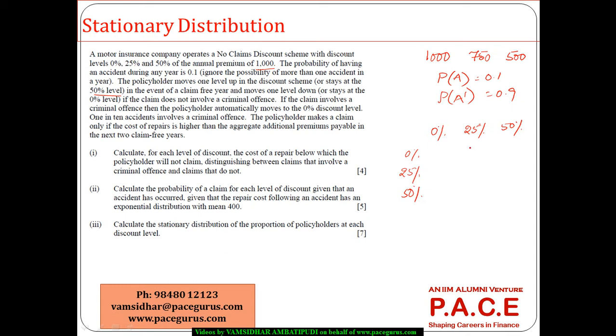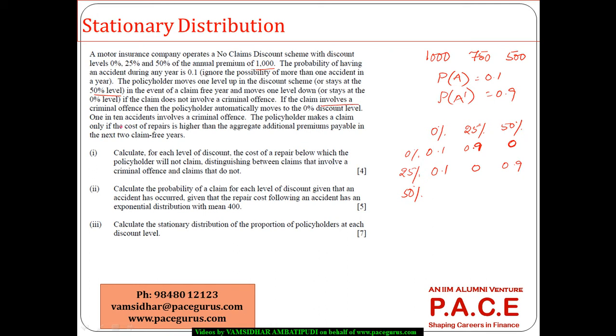Now from 0 he can move to 25 with a probability of 0.9. Whereas he will be at 0 only with a probability of 0.1, but he will not move to 50% at all. But if he is at 25, he can move to 50% with a probability of 0.9. He can come down to 0% with a probability of 0.1, but he will not be there at 25 at all.